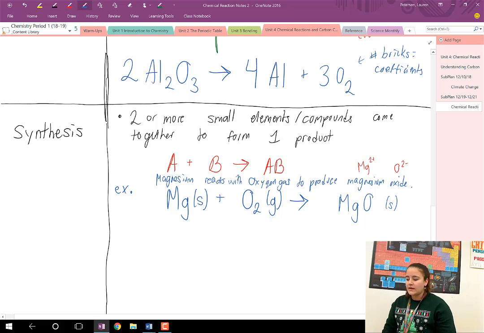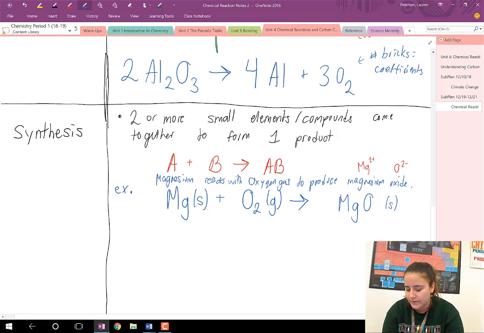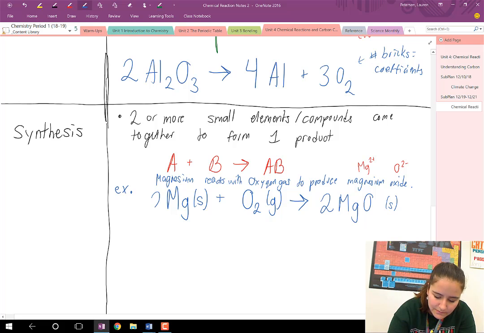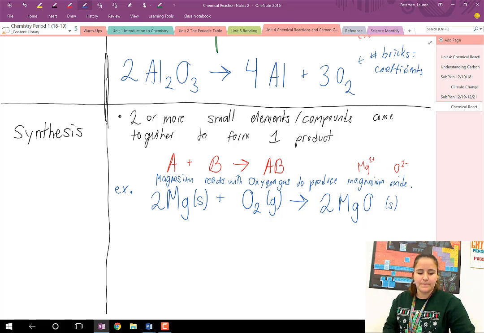Okay. Now, we need to balance it. This one I'm just going to go ahead and balance in my head. In another one, in the decomposition one, I'll go ahead and use the brick method for you. Okay, so I have 1 magnesium and 1 magnesium. That checks out. 2 oxygens, only 1 oxygen, so I put a 2 out front there. But now I have 2 magnesiums, so I'm going to put a 2 out front there. Okay, cool.